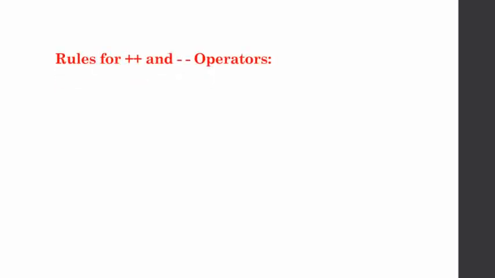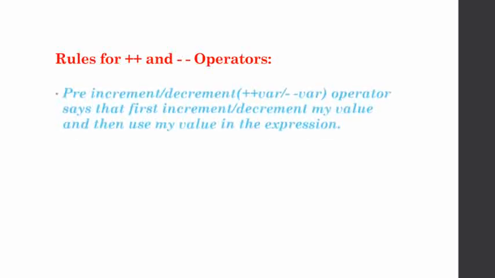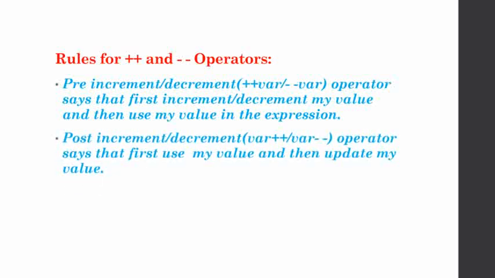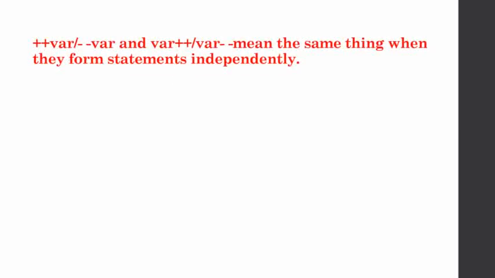What are the rules for plus plus and minus minus operators? The pre-increment decrement operator says that first increment or decrement my value and then use my value in the expression. The post-increment decrement operator says that first use my value and then update my value. The most important point is that the post-increment decrement operators and the pre-increment decrement operators mean the same thing when they form statements independently.